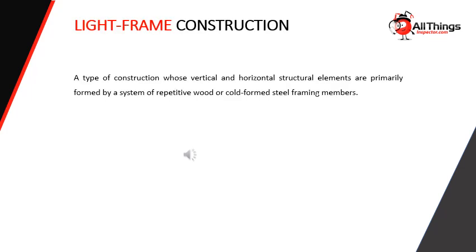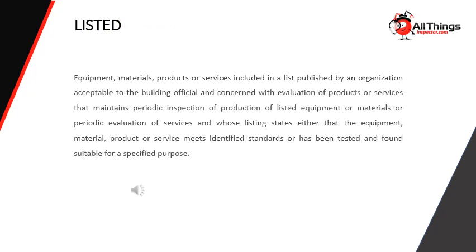Light frame construction. A type of construction whose vertical and horizontal structural elements are primarily formed by a system of repetitive wood or cold-formed steel framing members. Listed. Equipment, materials, products, or services included in a list published by an organization acceptable to the building official and concerned with evaluation of products or services, that maintains periodic inspection of production of listed equipment or materials or periodic evaluation of services, and whose listing states either that the equipment, material, product, or service meets identified standards or has been tested and found suitable for a specific use.